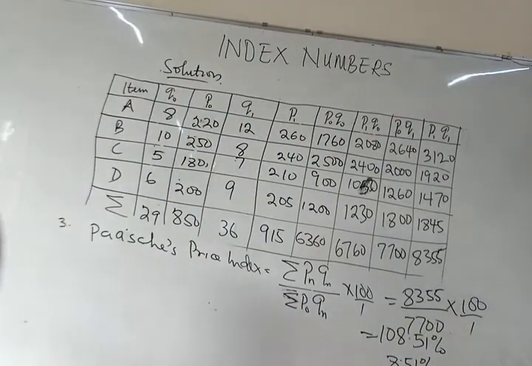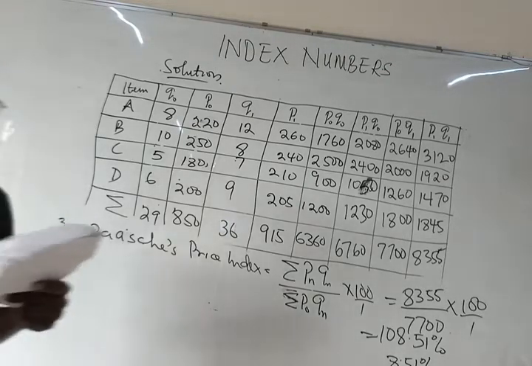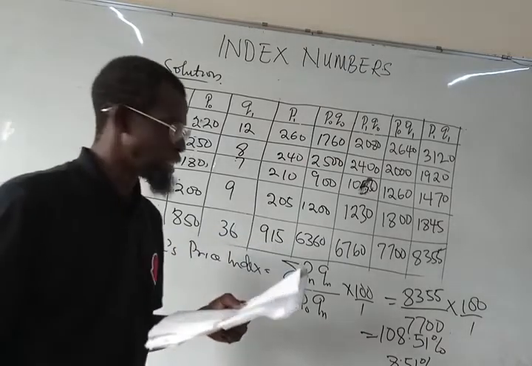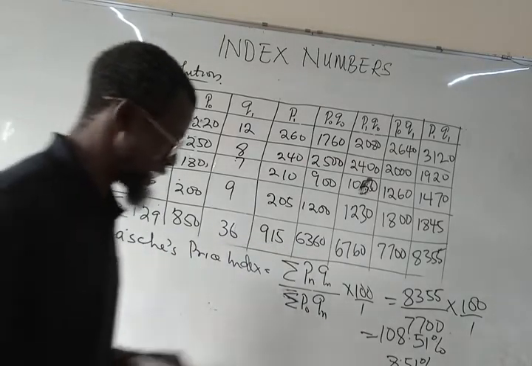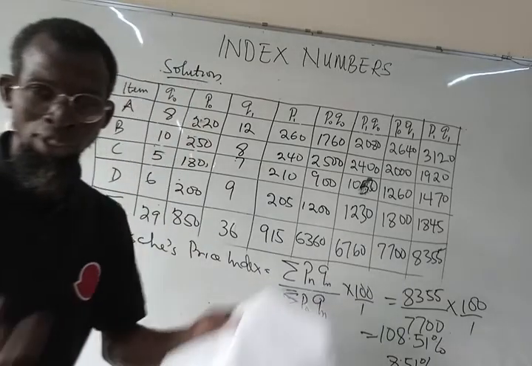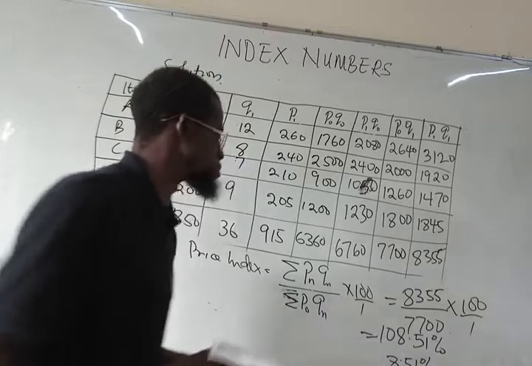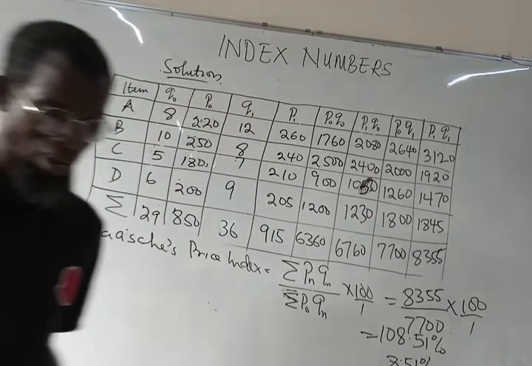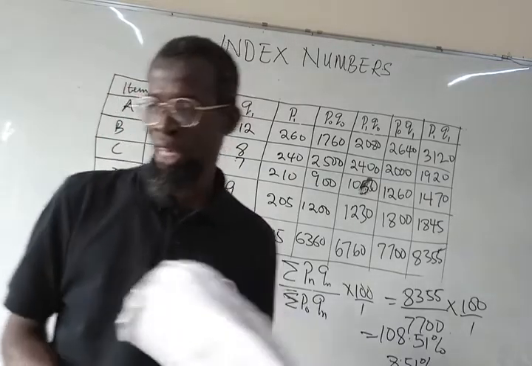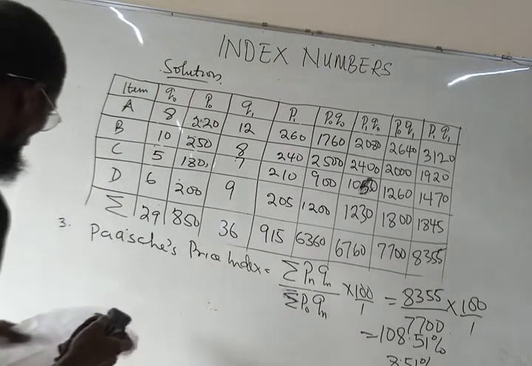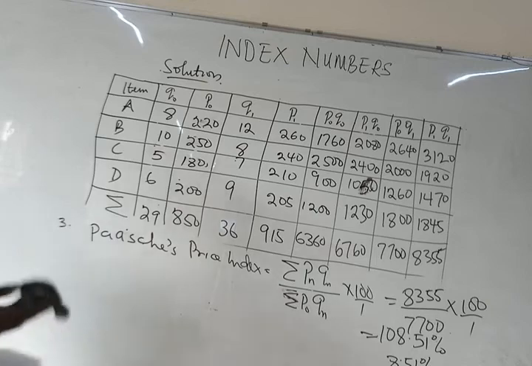You can see the first one we have is 107.65. The second one takes care of 106.29, and this one is giving us 108. You can see just 1 point something differences. And lastly, the last one, which is Fisher's.